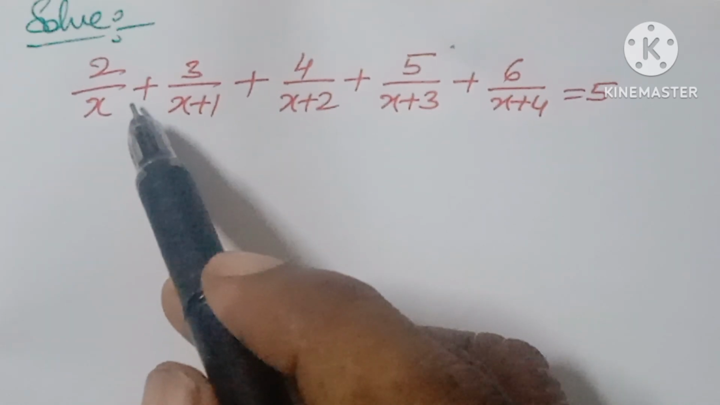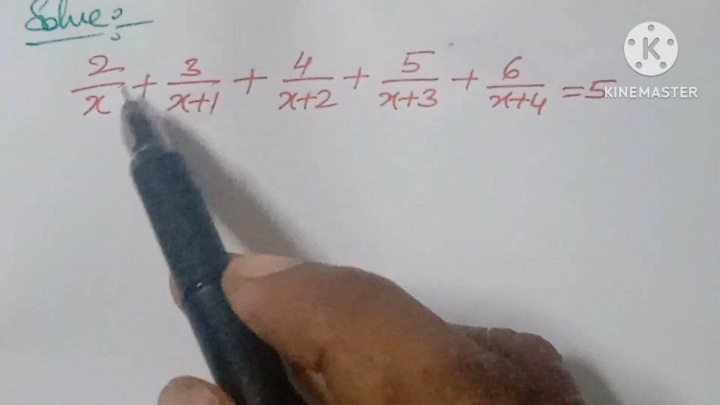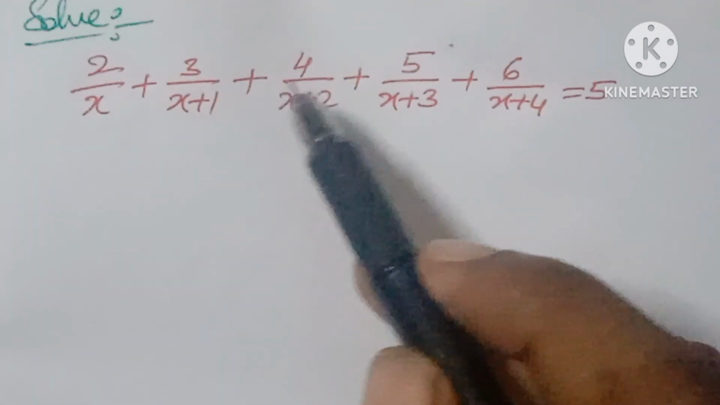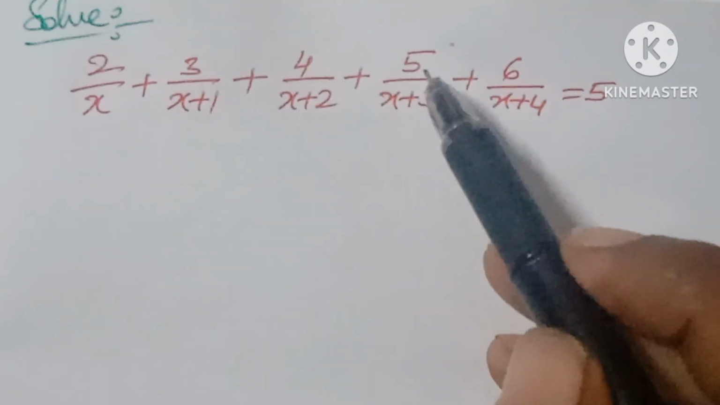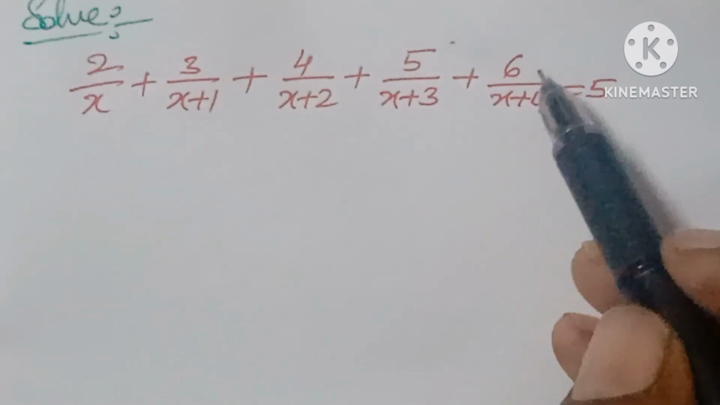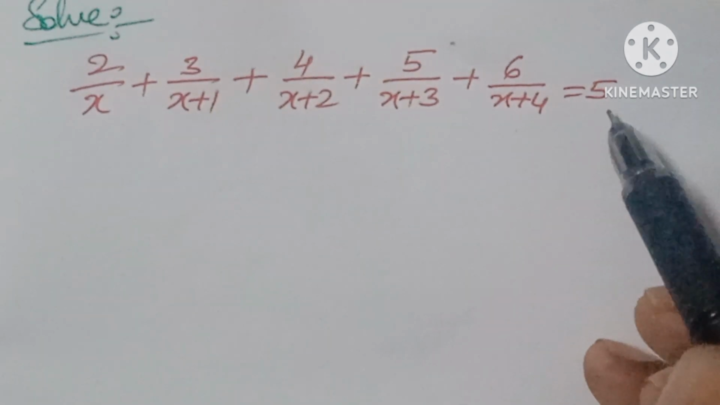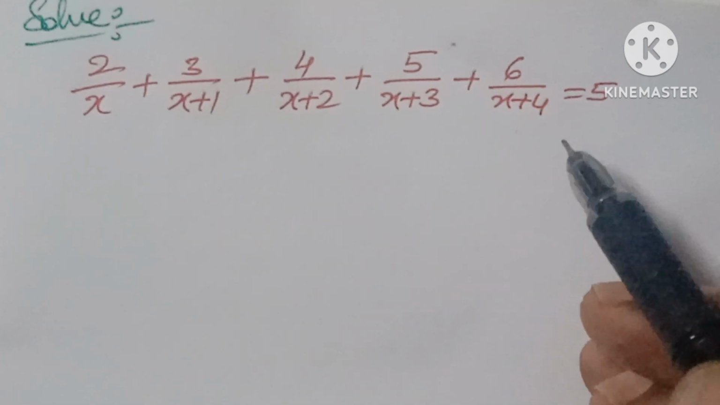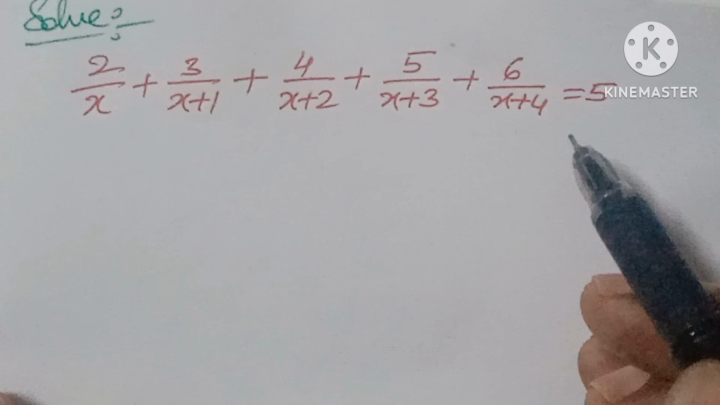Today we are looking at one Olympiad problem. Solve 2 over x plus 3 over x plus 1 plus 4 over x plus 2 plus 5 over x plus 3 plus 6 over x plus 4 is equal to 5. So this is a fifth degree equation. You have to get 5 solutions.